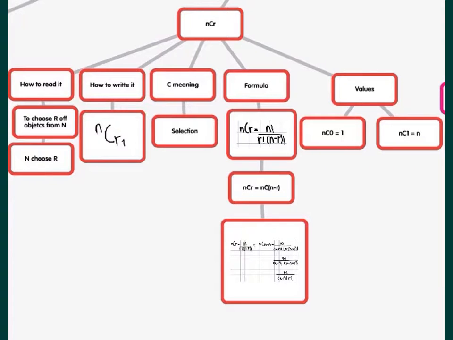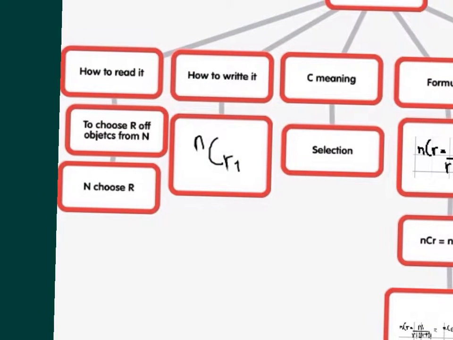So now let's continue with the nCr. The nCr is the way to express the coefficients of this theorem. So firstly, how you read it. When you have nCr, you will say n choose r. This means to choose r objects out of n. For example, if you have 10 squares and you have to choose 2, how many pairs can you make?